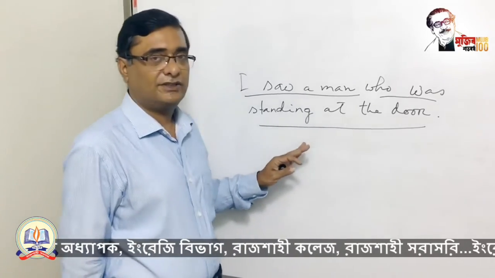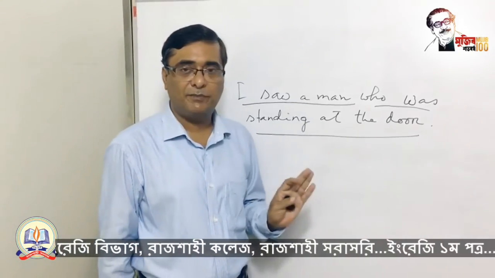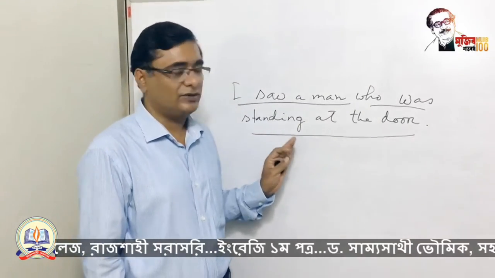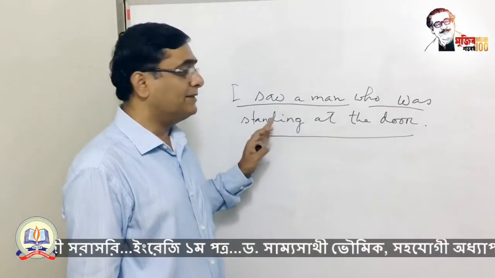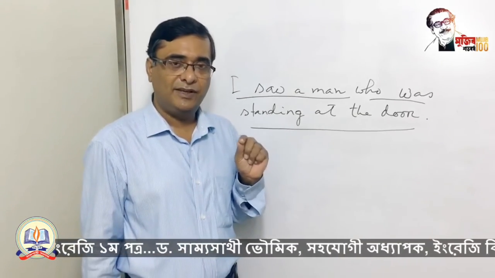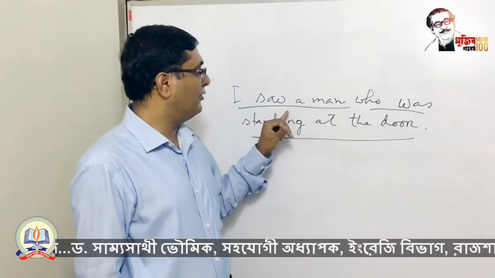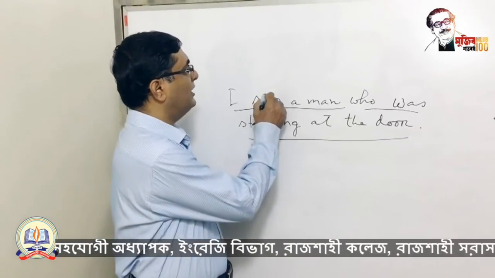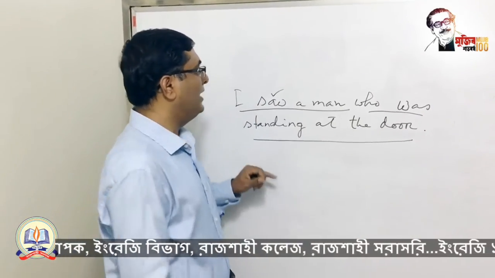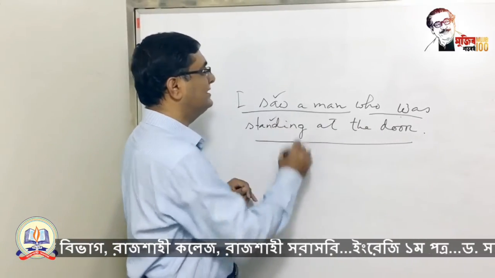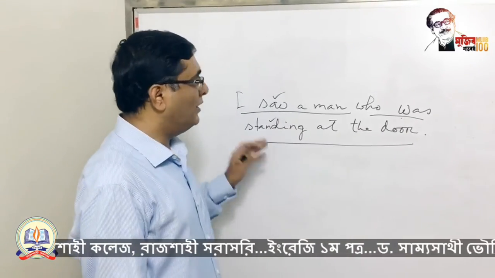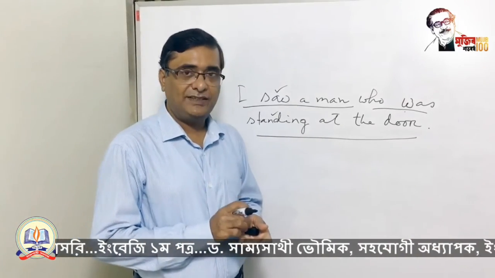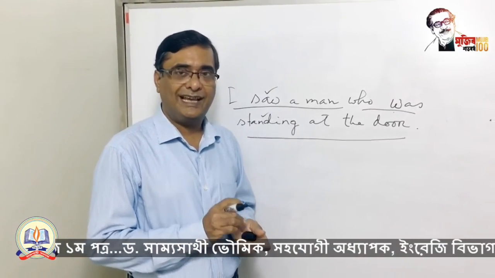Now, what is a clause? Dear students, a clause is a part of a sentence, and there are a few words. A clause consists of a few words, and it's a part of a sentence. But what is very important for a clause is that a clause should have a finite verb. Over here you see that in I saw a man, this saw is a finite verb, and that was standing is also a finite verb. What is a finite verb? A finite verb is that kind of verb which changes with the change of subject and tense.